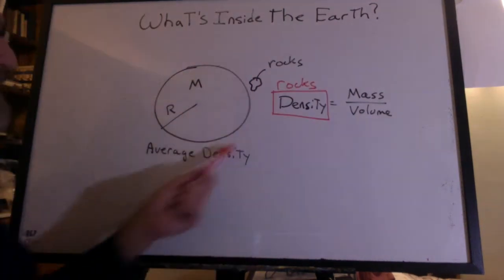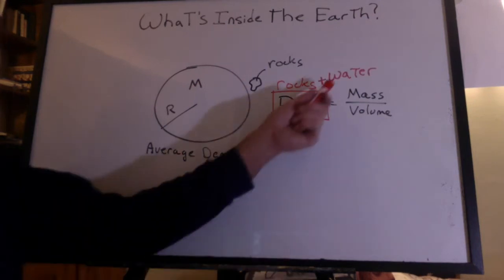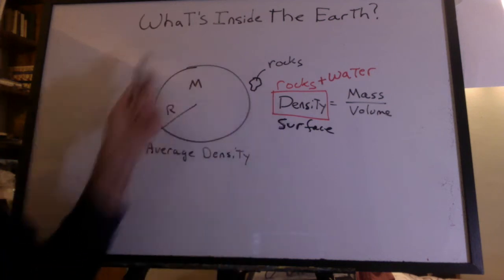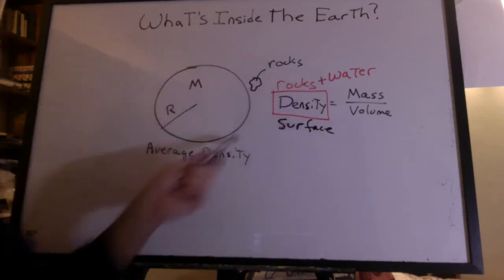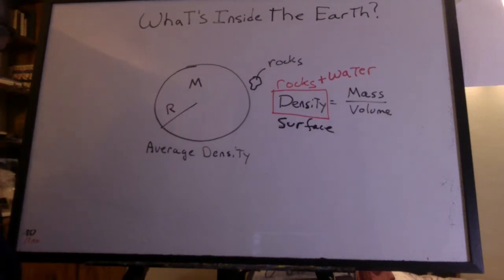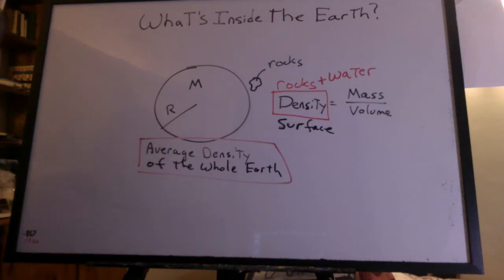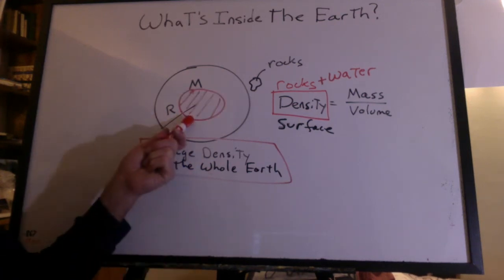What else is on the surface of the Earth? How about water? Like two-thirds of the surface is covered in water. So you want to estimate the average surface density of the rocks and the water altogether for the surface of the Earth. Compare that density to the average density of the whole Earth. You're going to see a difference. Then you can think about what's inside the Earth.